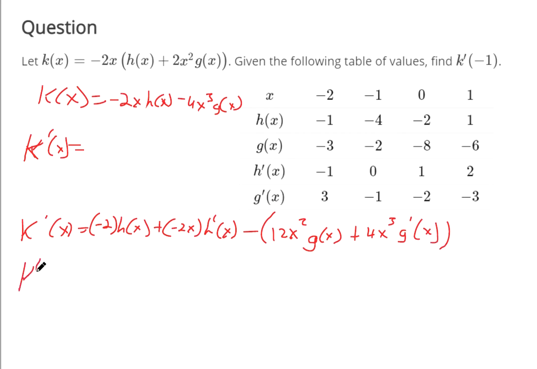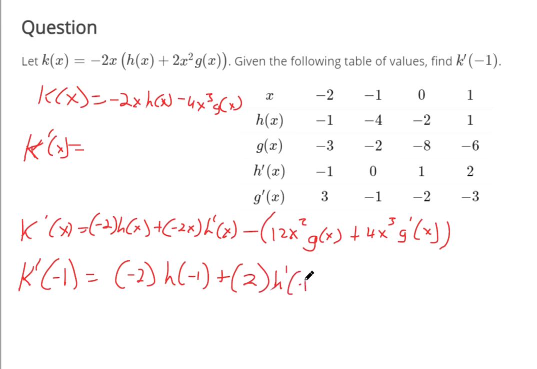And now they want k prime at negative 1. So you've got negative 2 times h at negative 1, plus, now here, we're plugging negative 1 everywhere where we see an x, so it's negative 2 times negative 1. And then that's h prime of negative 1, and then we're subtracting 12 times negative 1 squared times g at negative 1 plus 4 times negative 1 to the third times g prime at negative 1.